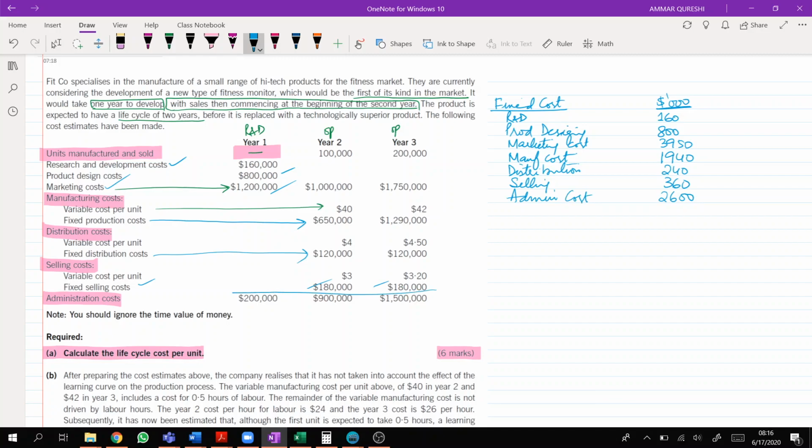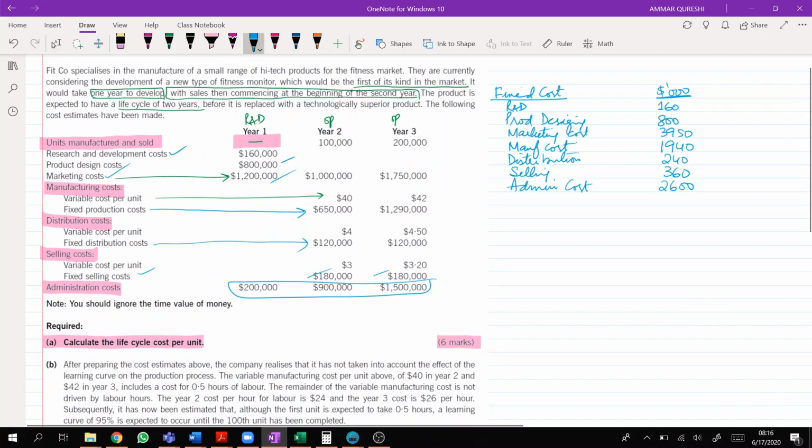We add all these figures. Now, the total fixed cost, I am pausing this video and calculating the total cost.